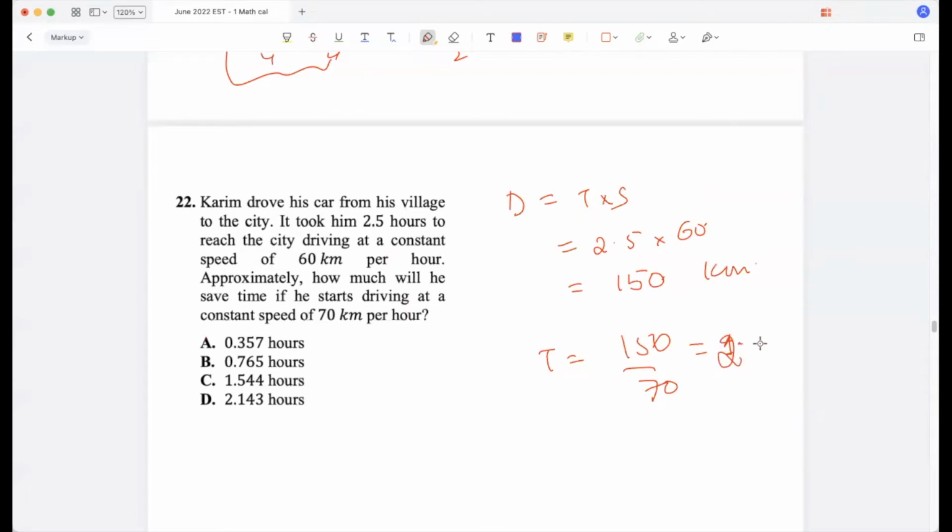So the time he would take if he was going at 70 would be 2, 14, 10, 134, 2.14. So how much would he save? 2.5 minus 2.14, 0.36, so around A.